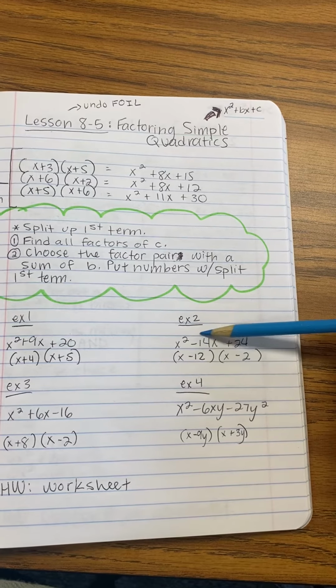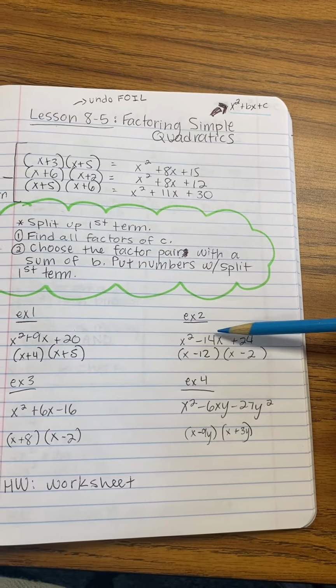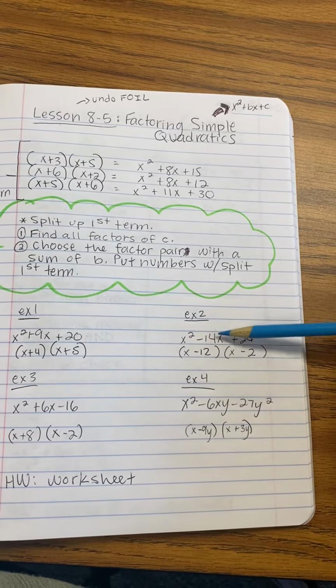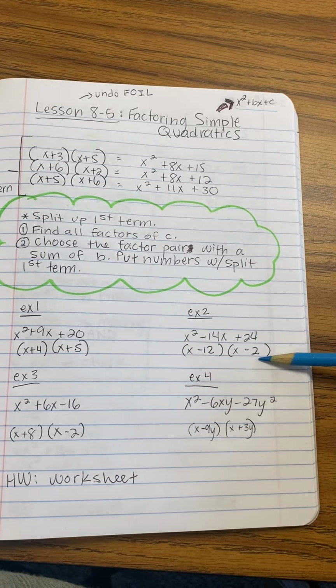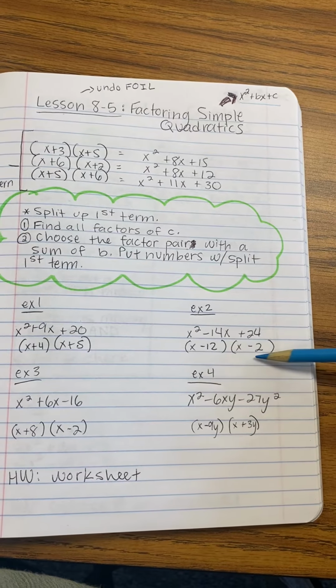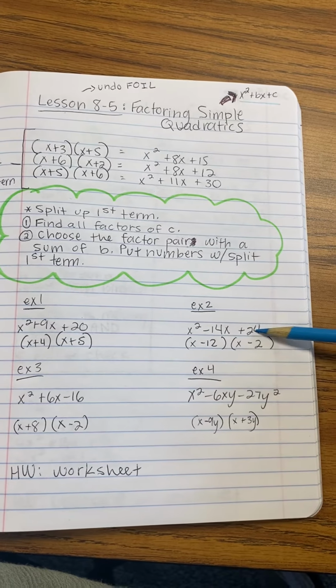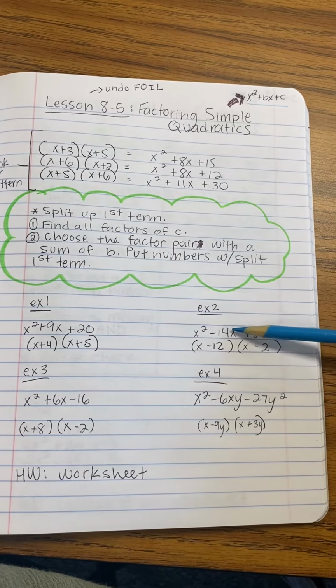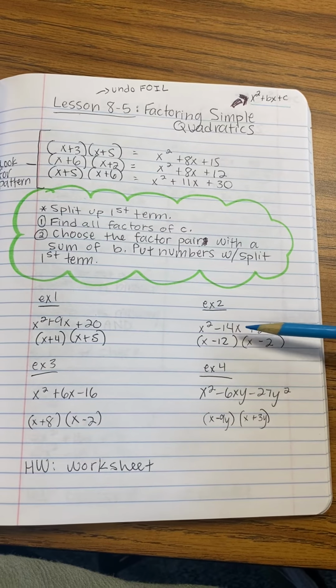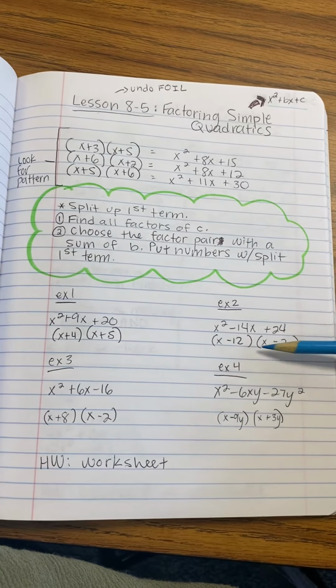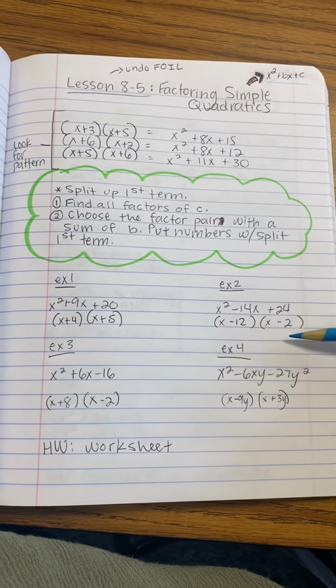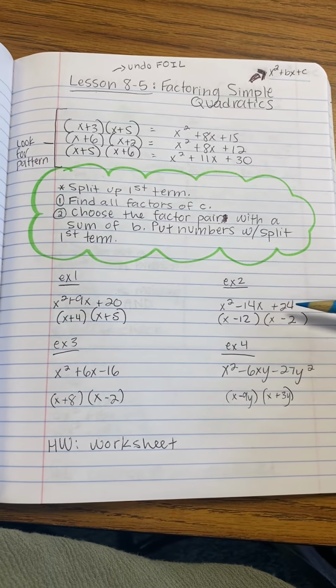But we've got to add up to a negative 14. So I'm going to pick negative 12 and negative 2. Those multiply together to get a positive 24 and add together to get a negative 14. Hopefully making sense. Again, you can FOIL it out to see if you get that original trinomial.